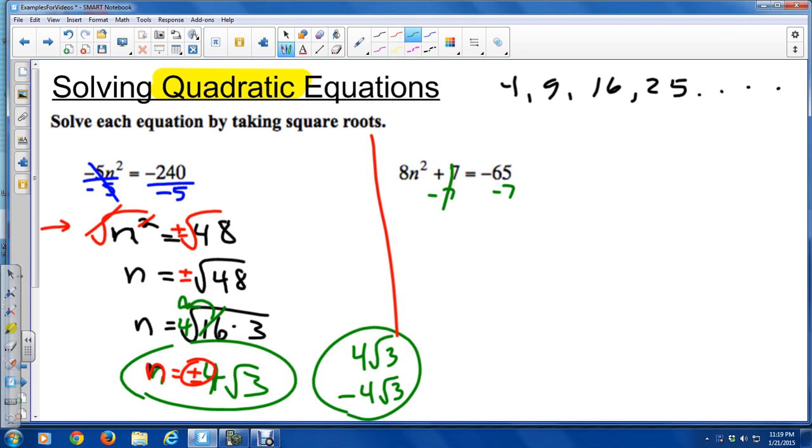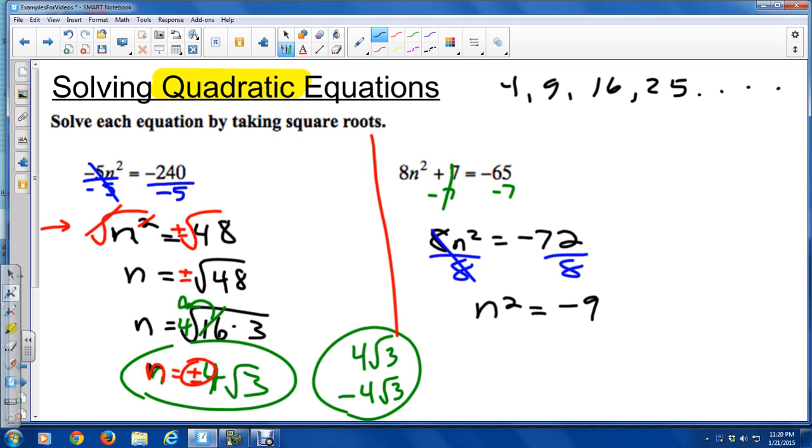Get rid of the 7. Absolutely. We've got 8n squared equals negative 65 minus 7, which is negative 72. Keep going. Now it looks a lot like what we started with before. We're going to divide by 8 on both sides to get rid of the 8. n squared equals negative 9. I like the way this one's shaping up.